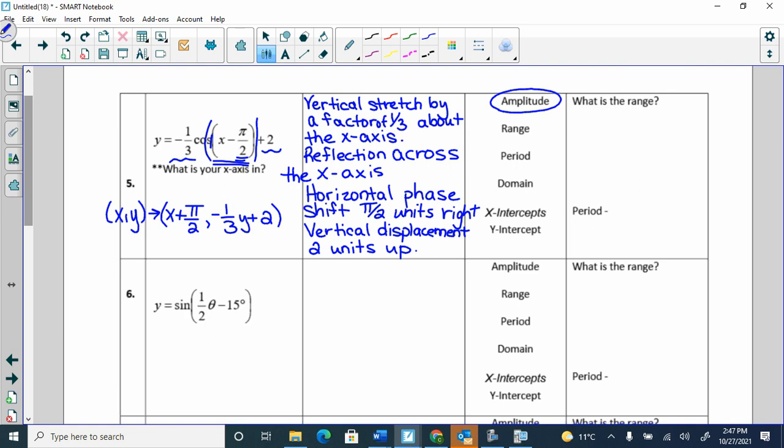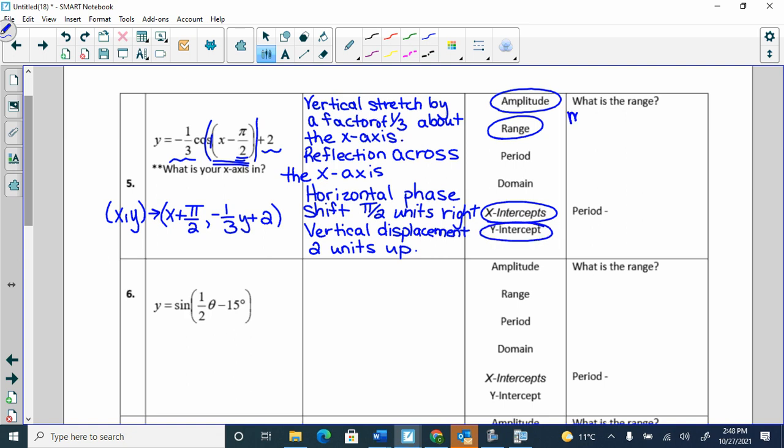Did my range change? If it's normally 1, 1, and now it's squished. Yeah. What about the period? Did it change? Yes. No. What is the only thing that makes that period happen more or less? The b value. Did I get a b value yet? No. Next one I'm going to, so it's going to change. Just an FYI. So b value did not change. Period didn't change. Domain didn't change. X-intercepts? Yeah. Y-intercepts? Uh-huh. What's my range?